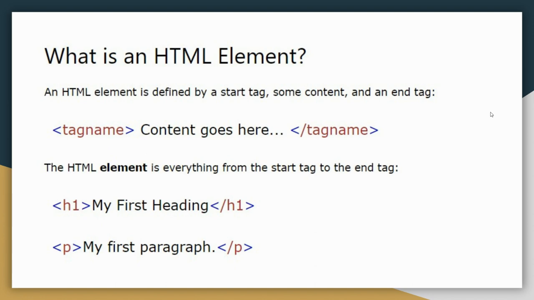An HTML element is defined by a start tag, a content, and an end tag. A start tag is usually like this, just like what we have in this image: the tag name. And then the tag name again, that's a closing tag. A closing tag is denoted by the forward slash before the tag name. Then the HTML element is everything from the start to the end tag.